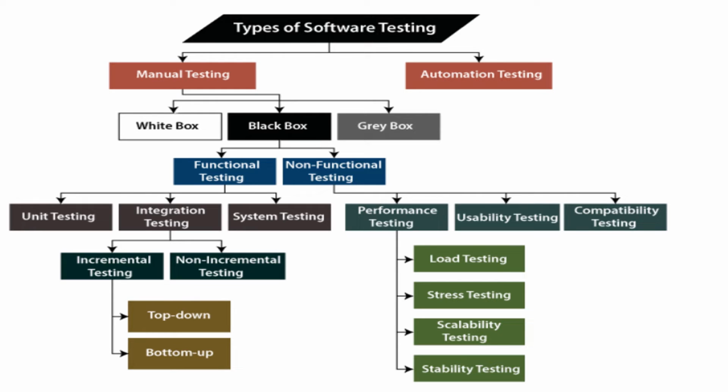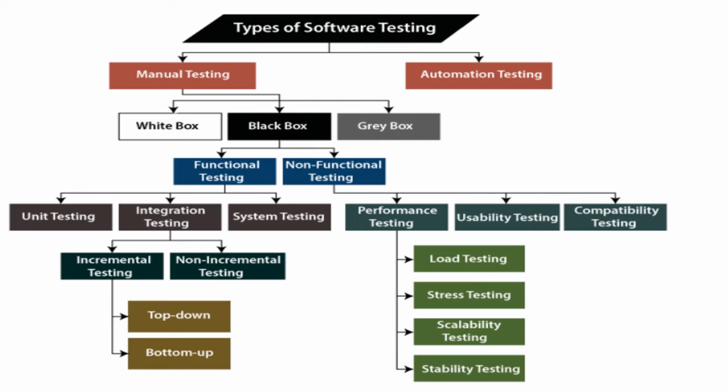So in manual testing, we have three things, that is white box testing, black box testing, and gray box testing. So what is meant by white box testing? As the name suggests, we will understand that we have to concentrate on testing both the code and the functionality of the software. So as it is code related, it is performed only by the developers.